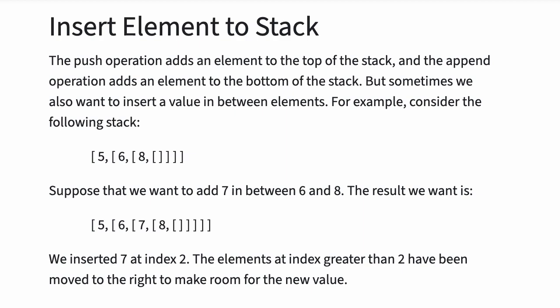For example, consider the following stack, 5, 6, 8. Suppose that we want to add 7 in between 6 and 8. The result we want is the stack 5, 6, 7, 8. We inserted 7 at index 2. The elements at index greater than 2 have been moved to the right to make room for the new value.